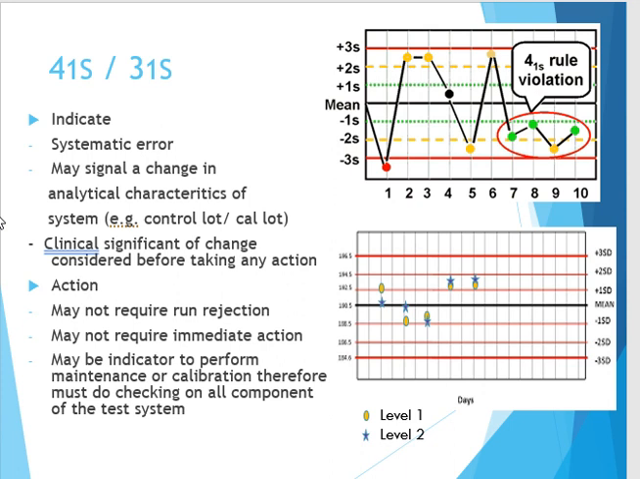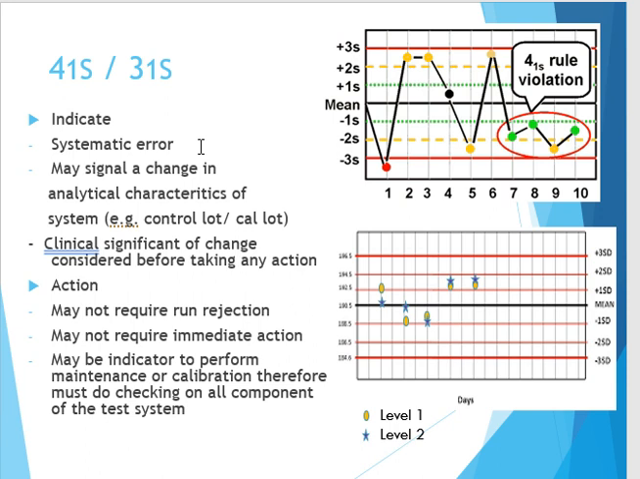Okay, the 4-1S or 3-1S rule. 4-1S means four consecutive data have exceeded 1 SD but not exceeded 2 SD. 3-1S means three consecutive QC data have exceeded 1 SD but still not exceeded 2 SD, just between 1 and 2, but it is not near the mean. This indicates systematic error, and may signal a change in the system, for example control or calibrator lot, and the clinical significance of the change should be considered before taking any action.